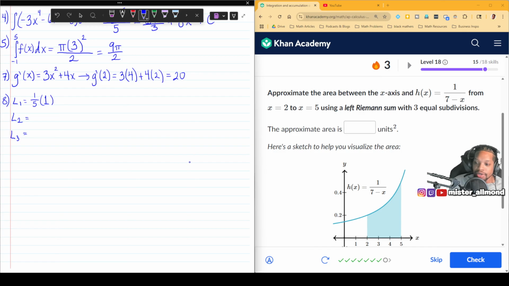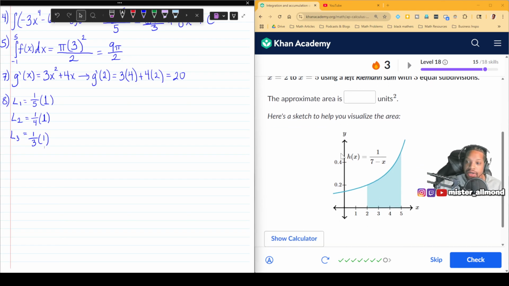My second rectangle, the height is going to be h of 3. And if I replace x with 3, that's going to be 1 over 7 minus 3, which is 1/4. And then all of my widths, oh, that's a hard word to say. All of my widths are all going to be 1. But okay, so that's my second rectangle. My last rectangle would be h of 4. Which if I replace x with 4, I get 7 minus 4, which is 1 over 3 times 1. So those are my 3 areas.